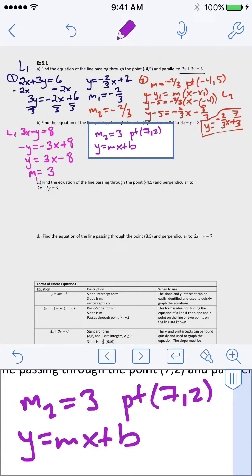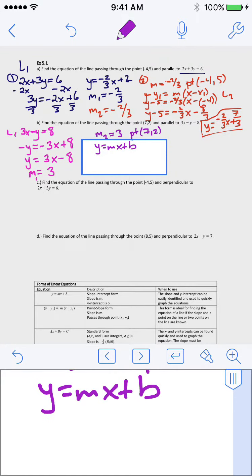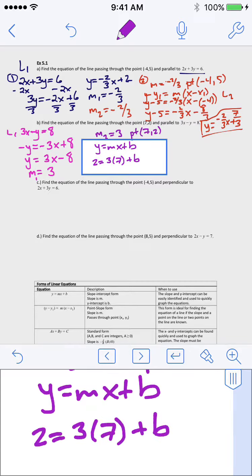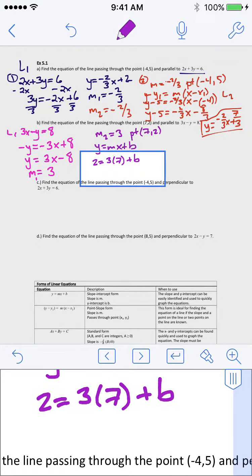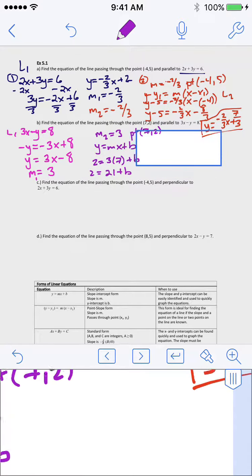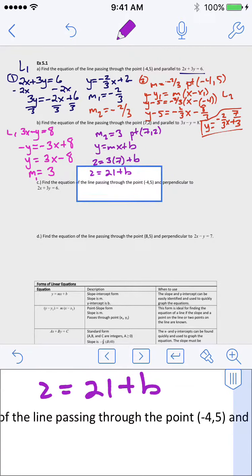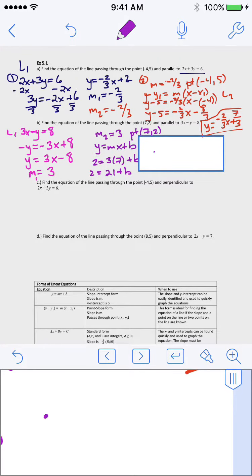So I'm going to plug in my 3, my 7, and my 2. So y is 2, m is 3, x is 7, and I get plus b. Remember, b is the part I'm solving for. It should not be the part I plugged in for. All right, 2 is equal to 21 plus b. 2 looks like b, so minus 21 to both sides. You get negative 19 is equal to b.